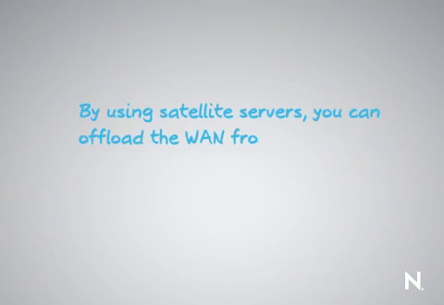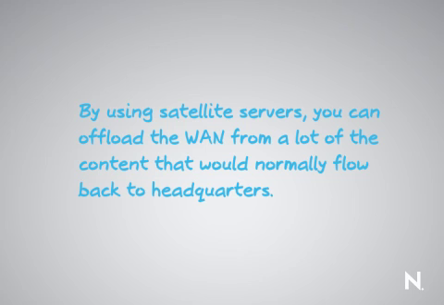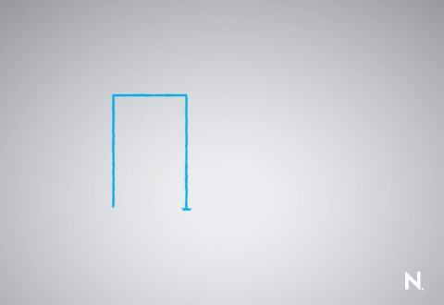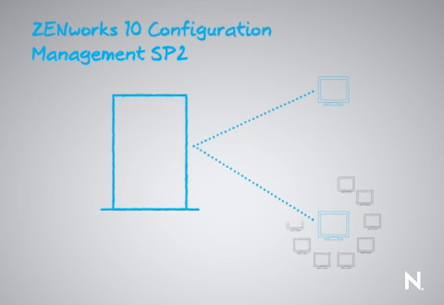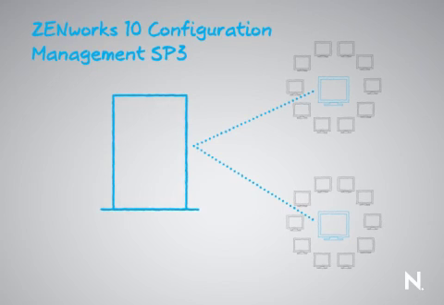In this ChalkTalk, you'll learn how ZENworks 10 Configuration Management Support Pack 3 improves branch office support. By using satellite servers, you can offload the WAN from a lot of the content that would normally flow back to headquarters. Starting with ZENworks 10 SP2, we introduced the concept of satellite servers. This was really intended to help you in environments where you have branch offices over slow WAN links.